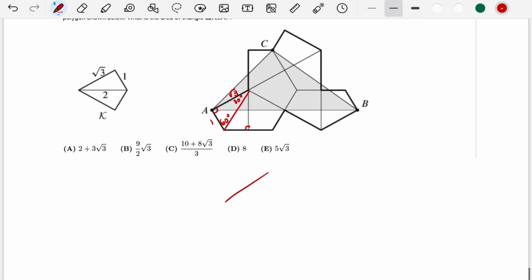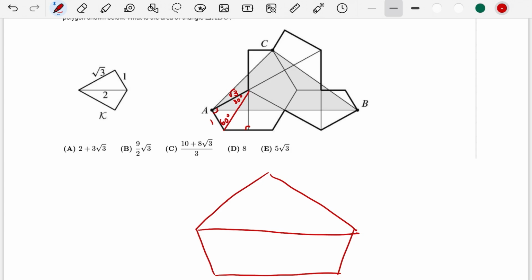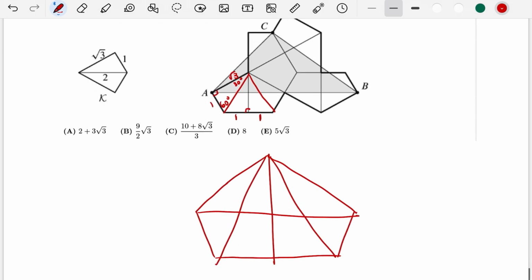So I'm going to draw this shape a little bigger over here so that it's easier to see, like this. And so we notice that this triangle right here is an equilateral triangle. So we can definitely use that. For example, we know this length here is 1, and this length here is also 1. So the equilateral triangle has base 2.